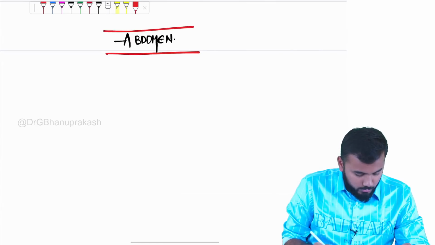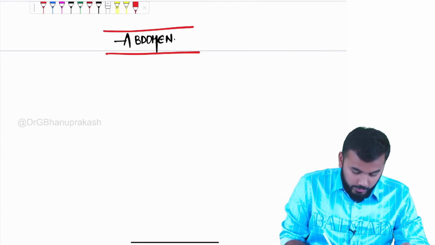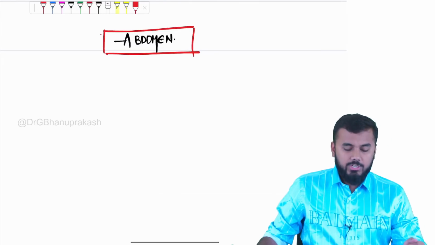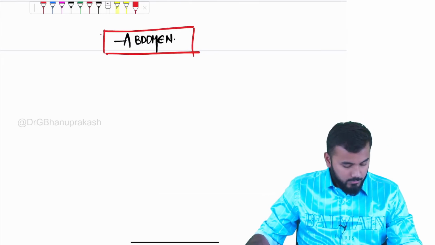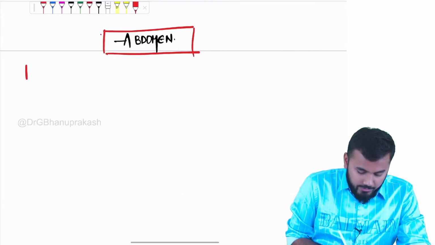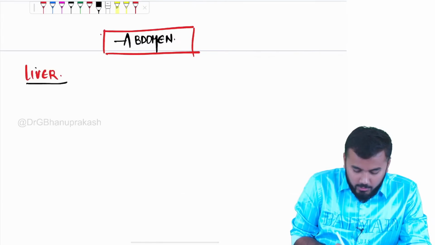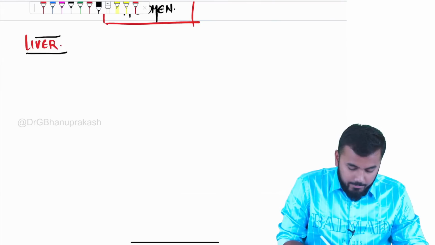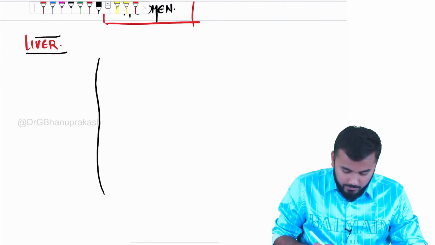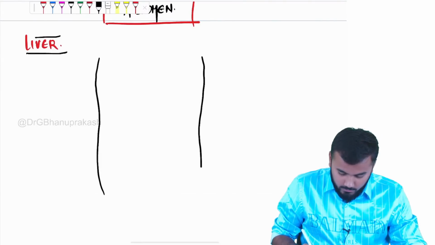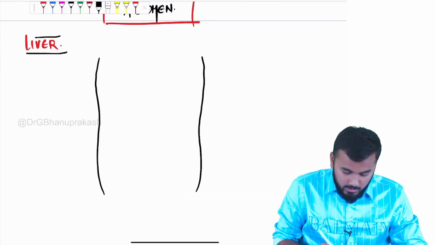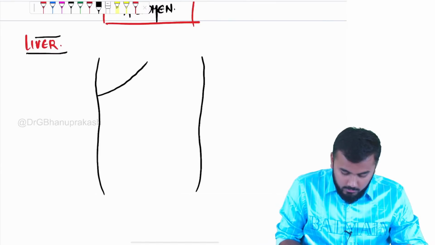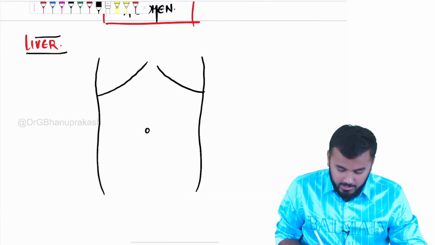I'm not going to stretch it, guys. I just want to tell you directly. Let us start from the liver part. Okay, so the first thing you have to know here is that, for example, if this is the body, this is the umbilical region.